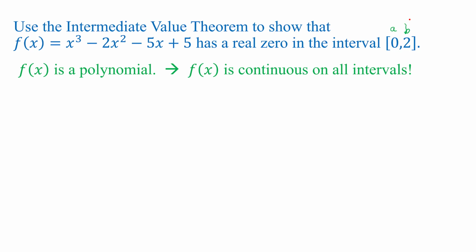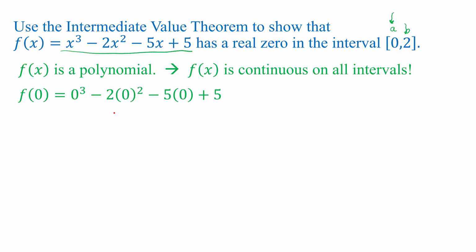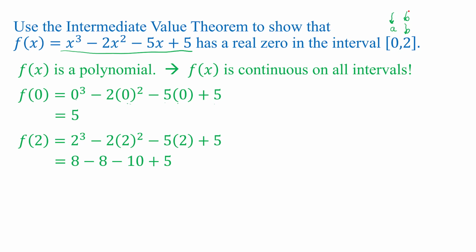The next thing for the intermediate value theorem is we need to find what f of a is, in this case f of 0. So f of 0 is equal to 0 cubed minus 2 times 0 squared minus 5 times 0 plus 5, which simplifies to 5. We next find f of b, which is f of 2 here. And that would be equal to 2 cubed minus 2 times 2 squared minus 5 times 2 plus 5, which simplifies to 8 minus 8 minus 10 plus 5, or negative 5.